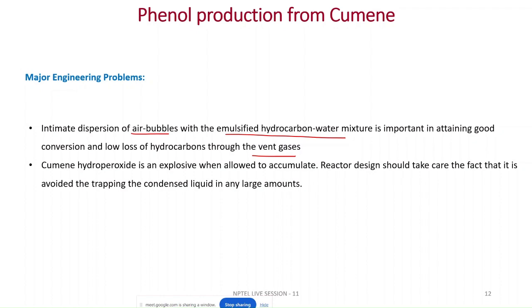Now the cumene hydroperoxide is very explosive in nature when it is allowed to accumulate a lot. Okay, so the reactor design should take care that the trapping of the condensed liquid in any large amount is avoided.